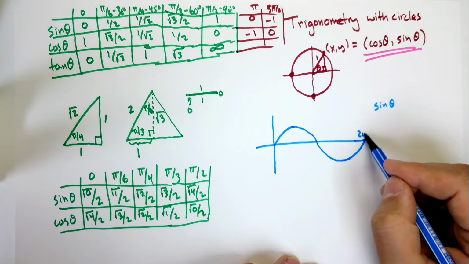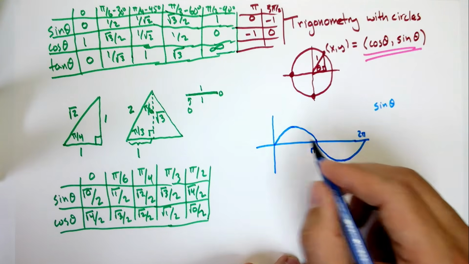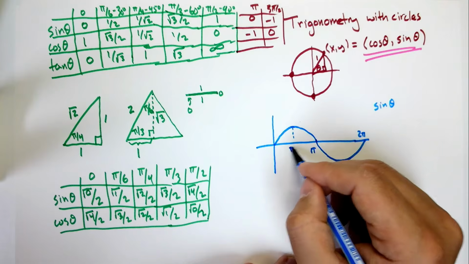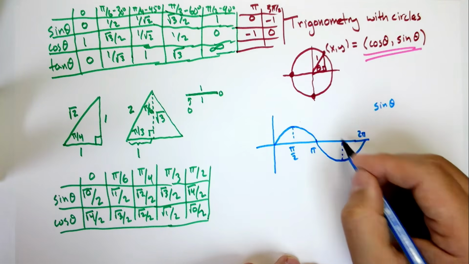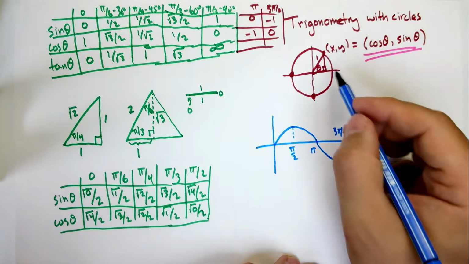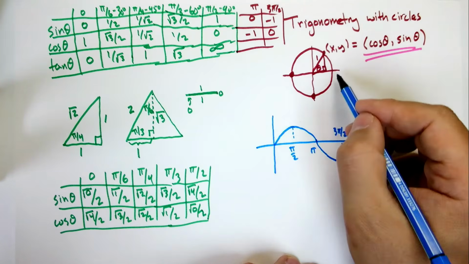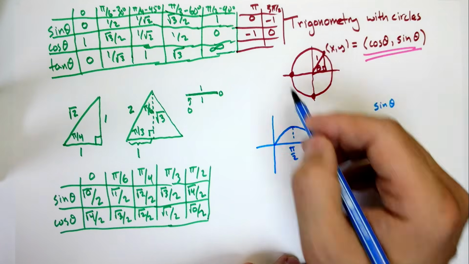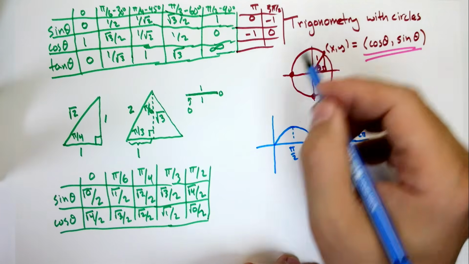So here is at 2 pi, here's at pi, this is at pi halves, this is at 3 pi halves. Now, what happens after 2 pi? And the answer is, after you've gone around 2 pi, you reset. In fact, any multiple of 2 pi you go around is always a reset.